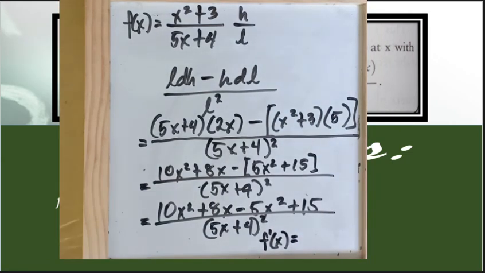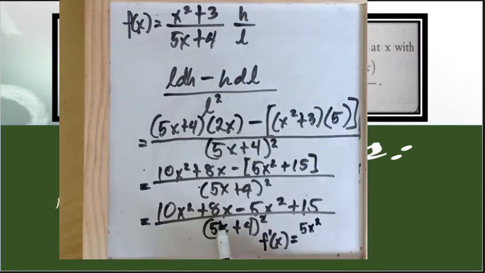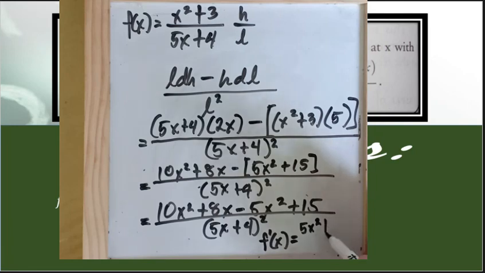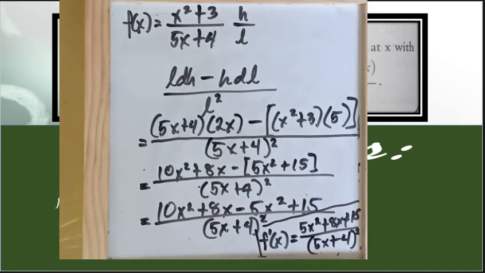Isingit ko dito. Pagkasyahin natin. So we have 10x squared minus 5x squared is 5x squared. 8x, wala siyang kasama. So just copy your 8x. Then wala rin kasama yung 15. Just copy your 15. All over your 5x plus 4, the quantity squared. Now, if you're going to ask me, sir, hindi ba pwedeng i-expand natin yung 5x plus 4?